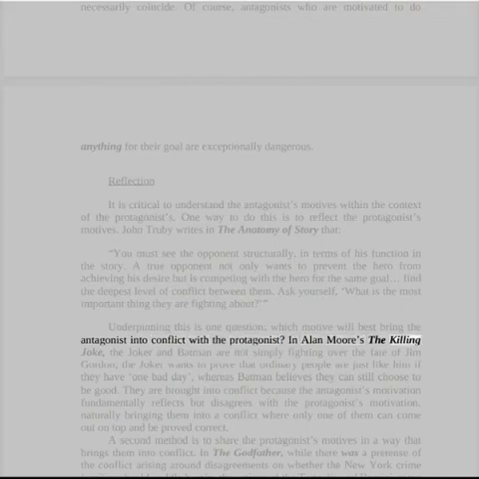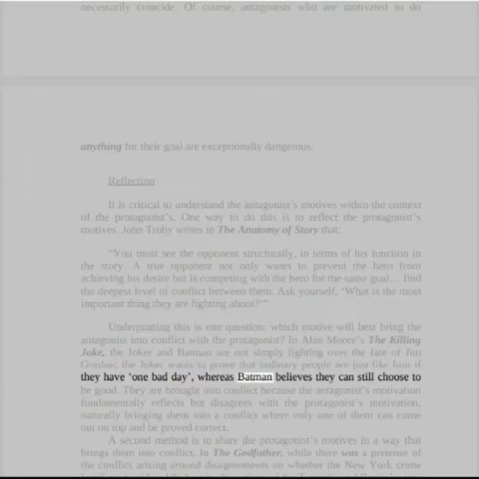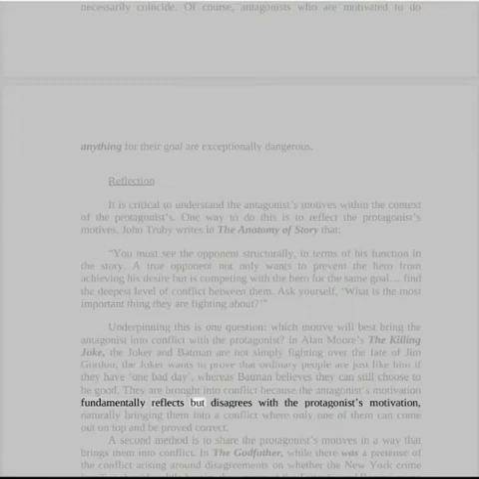In Alan Moore's The Killing Joke, the Joker and Batman are not simply fighting over the fate of Jim Gordon. The Joker wants to prove that ordinary people are just like him if they have one bad day, whereas Batman believes they can still choose to be good. They are brought into conflict because the antagonist's motivation fundamentally reflects, but disagrees with, the protagonist's motivation, naturally bringing them into a conflict where only one of them can come out on top, and be proved correct.